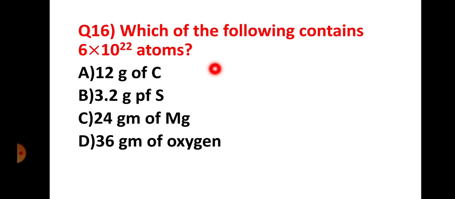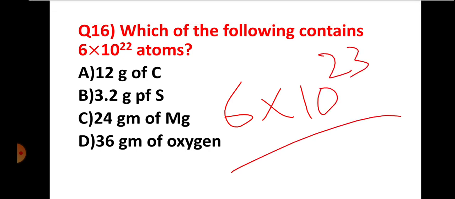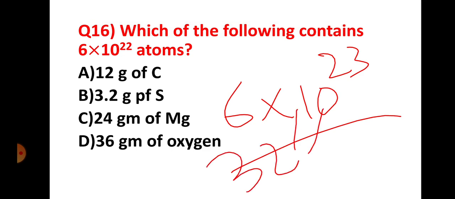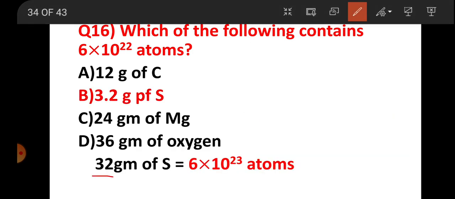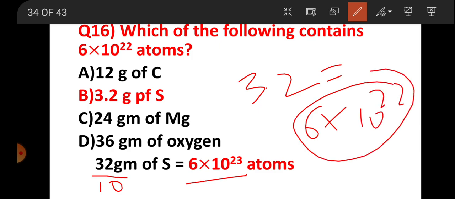This is a very important question. Which of the following contains 6 into 10 to the power 23 atoms? In 1 mole of a given substance, we have 6 into 10 to the power 23 atoms. In option choice B, 3.2 gram of sulfur is written. If we have 32 gram of sulfur, then we have this amount of atoms. But if we divide by 10 on both sides, then 32 divided by 10 gives 3.2, and this divided by 10 gives 6 into 10 to the power 22. That is option choice B, the correct answer.